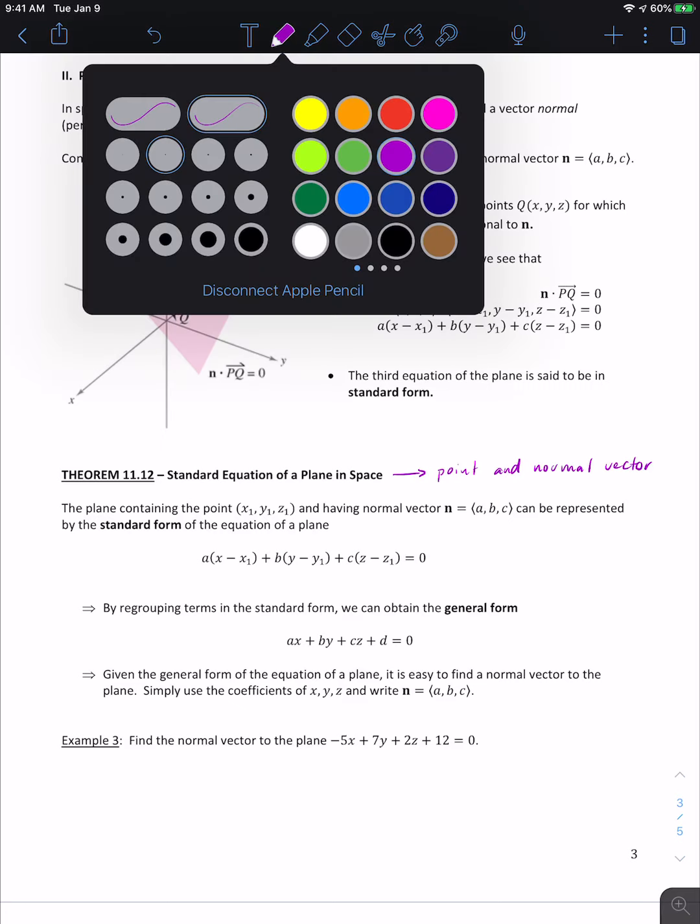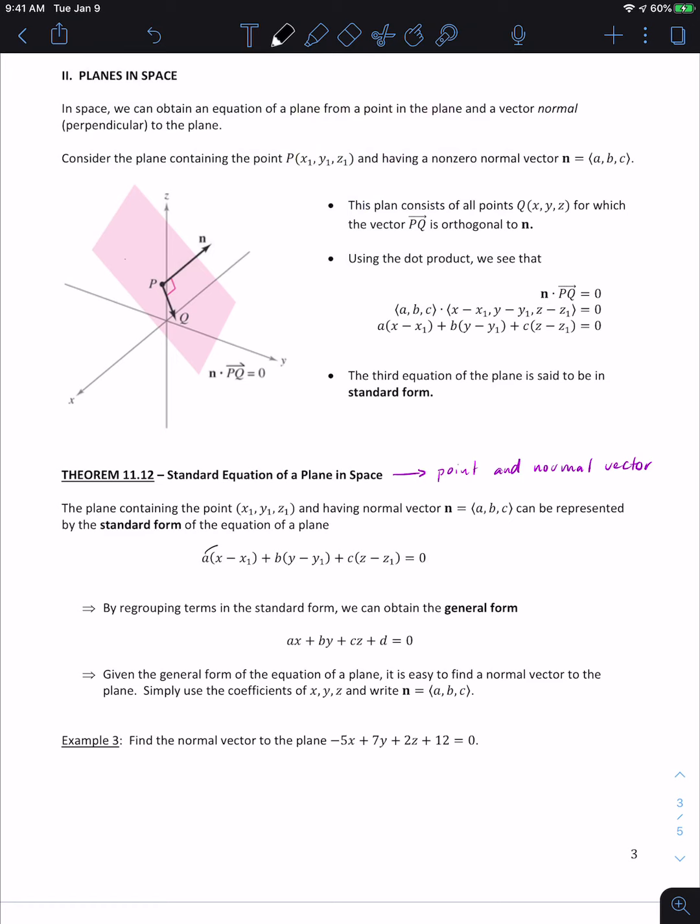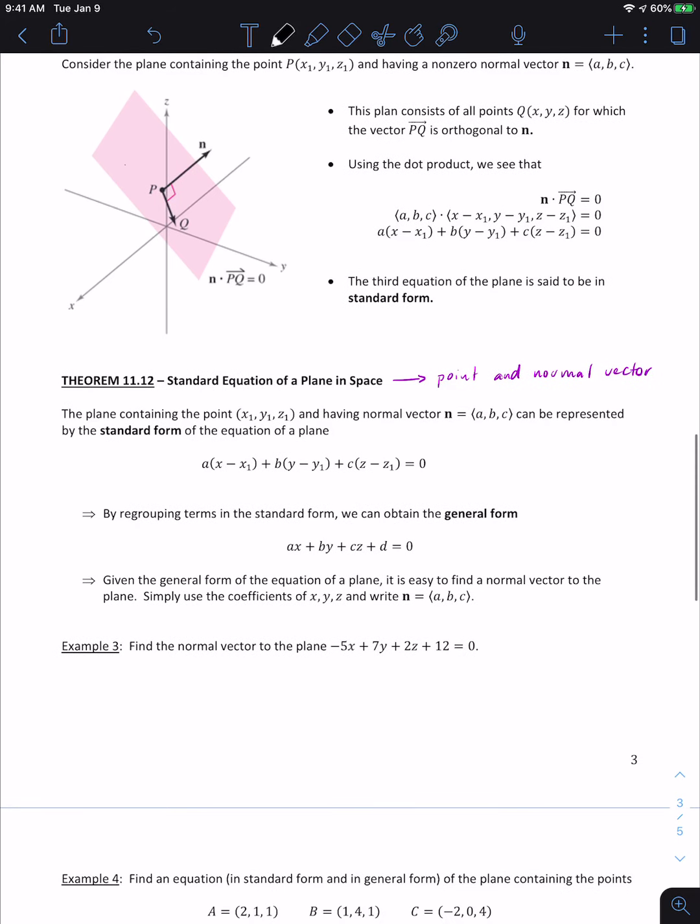And then if we were to go ahead and distribute the A, distribute the B, distribute the C, combine all of our like terms, we would get AX plus BY plus CZ plus some constant D, which would be minus AX1 minus BY1 minus CZ1. Then setting it equal to 0, that is what's called general form. So not unlike how the general form of equation of a line has constants with X, Y, and Z, that's kind of similar here.